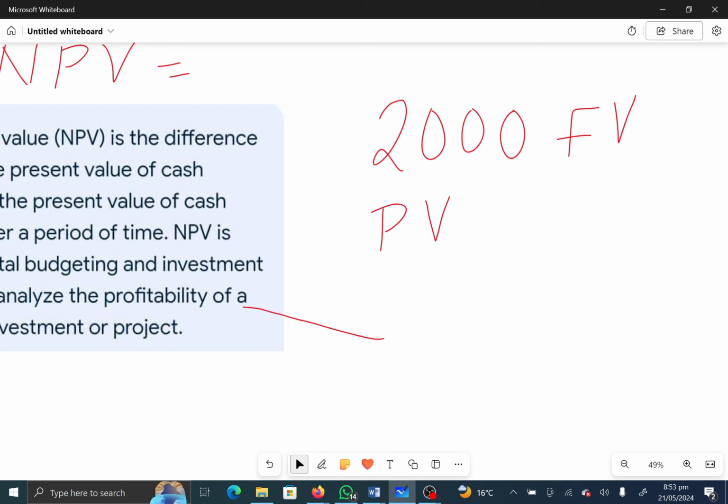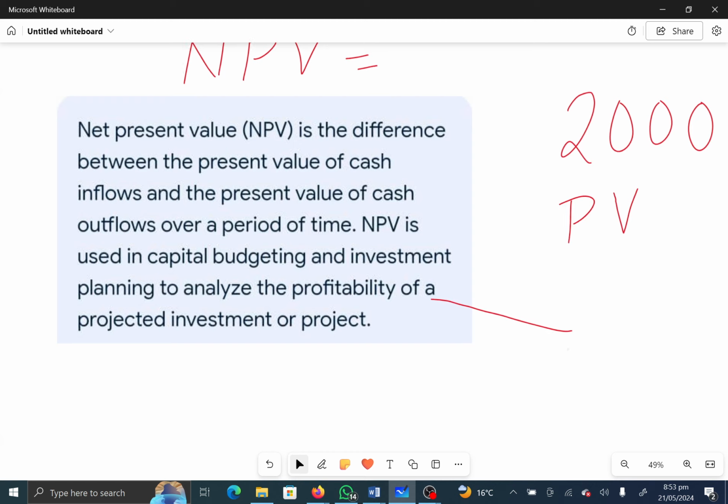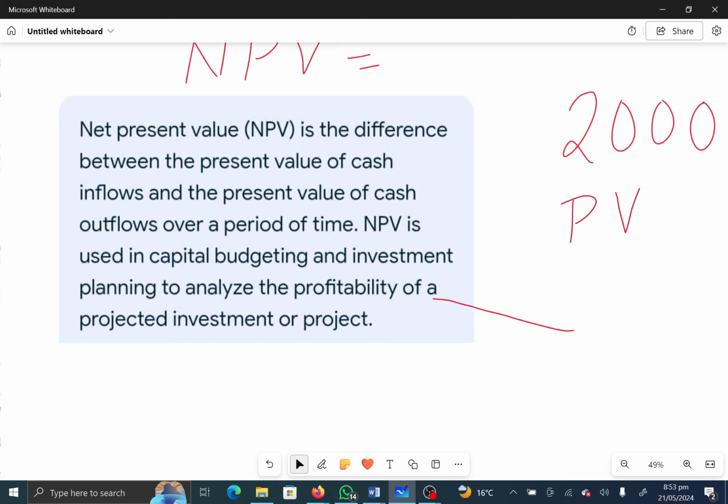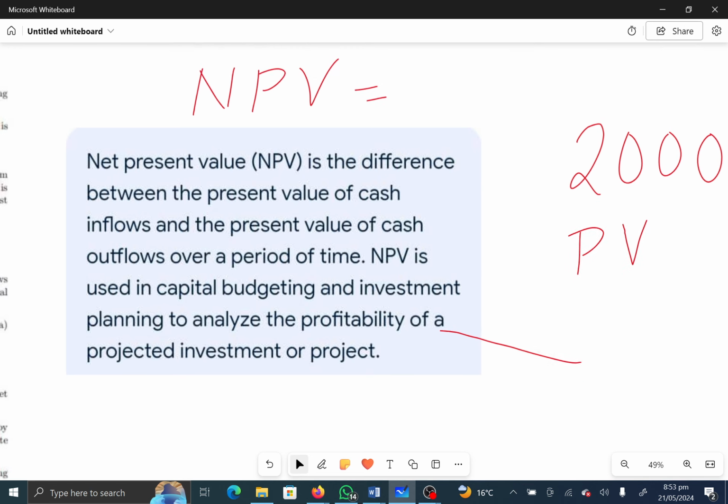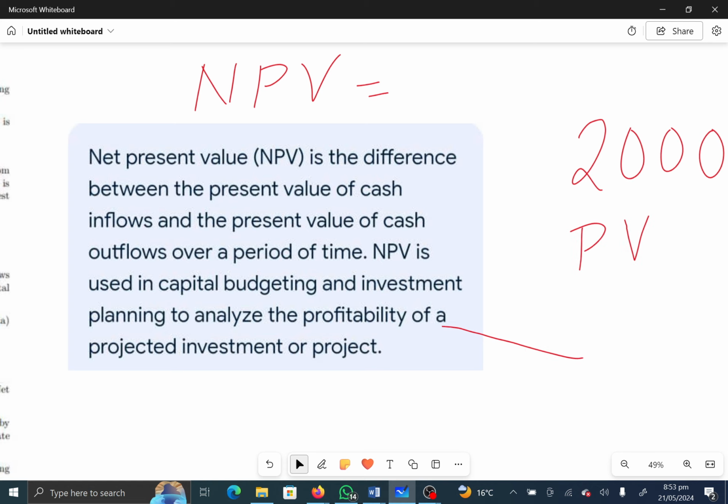But today we focus not on the time value of money, but on capital budgeting or investment analysis, which you can also call investment appraisal. In a nutshell, the net present value is the difference between the present value of the cash inflows and the present value of the cash outflows over a period of time. NPV is used in capital budgeting and investment planning to analyze the profitability of the investment or project.